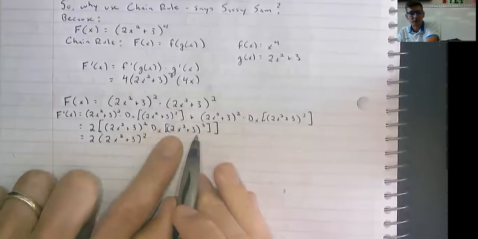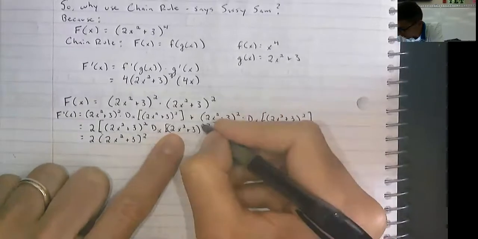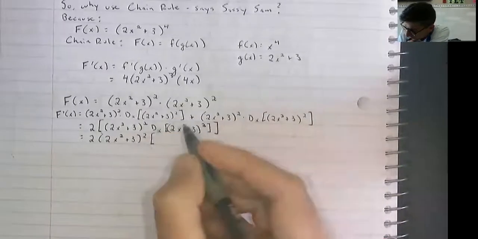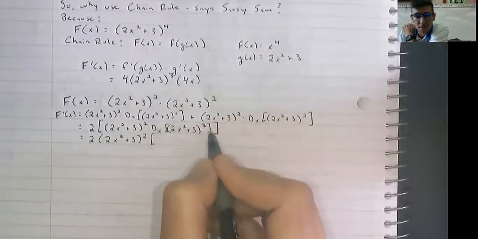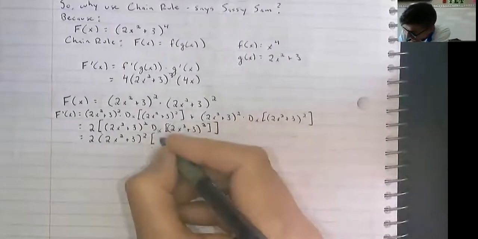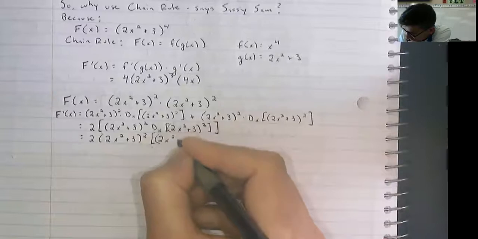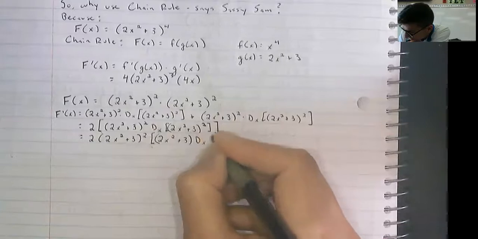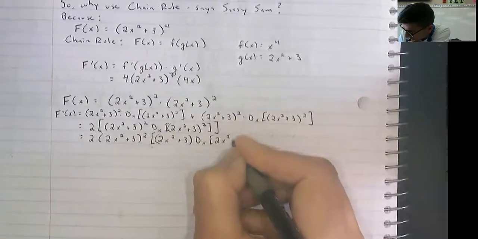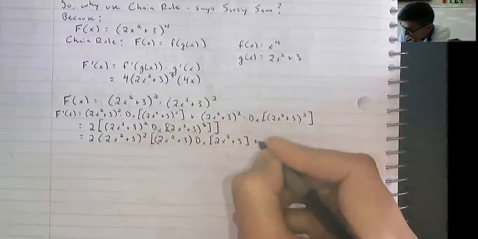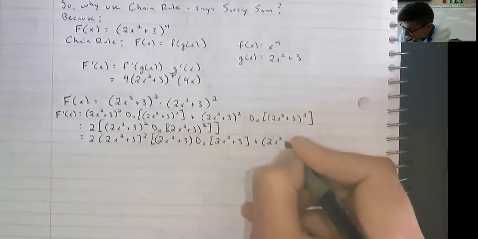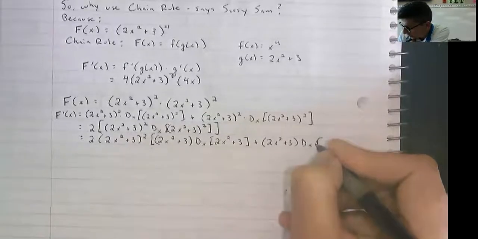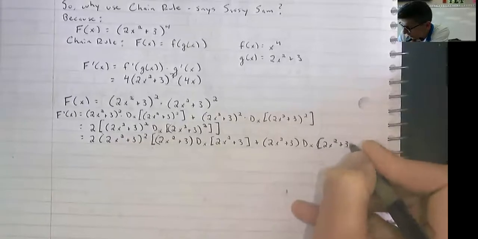We're now differentiating another product. And this is a square in here, that's a square in here. So this is (2x squared plus 3) times (2x squared plus 3). So this is going to be (2x squared plus 3) times the derivative of (2x squared plus 3) plus (2x squared plus 3) times the derivative of (2x squared plus 3).